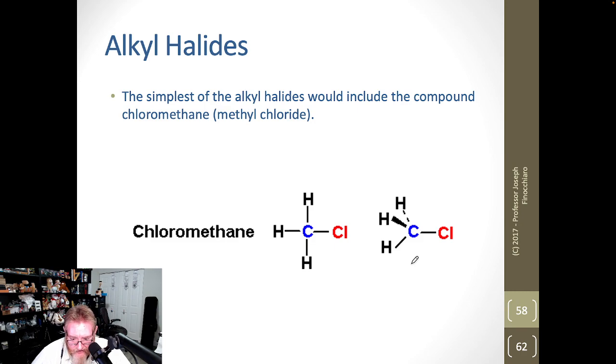The simplest of the alkyl halides is going to come off of methane no matter what it is, because it's an alkane. We can have methane attached to whatever. So in this case, it gives you chloromethane.